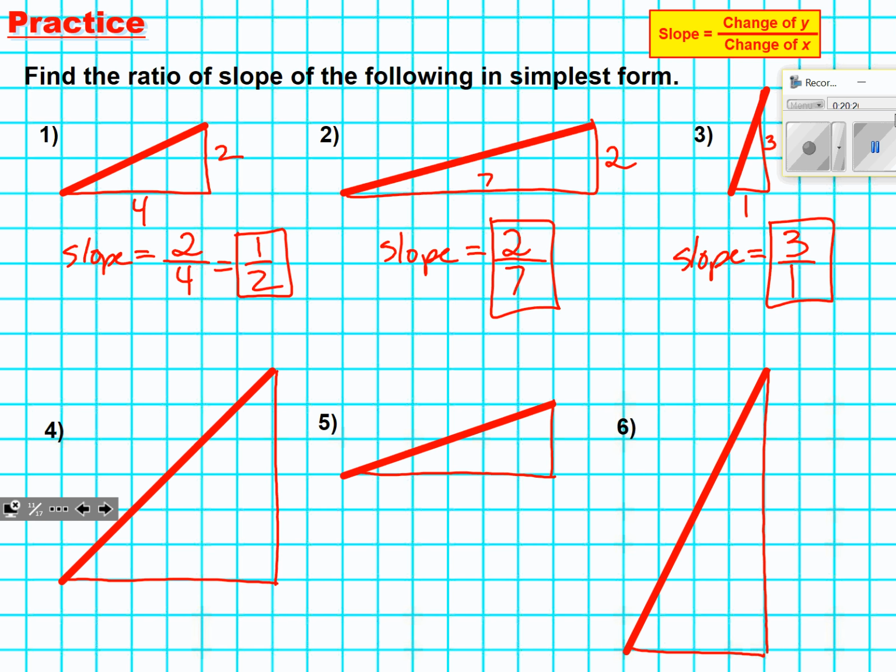For number 4, the change of y, or the vertical change, is 1, 2, 3, 4, 5, 6. The change of x, or the horizontal change, is also 6. So slope, the vertical change of 6 over the horizontal change of 6, so that's 1 to 1.